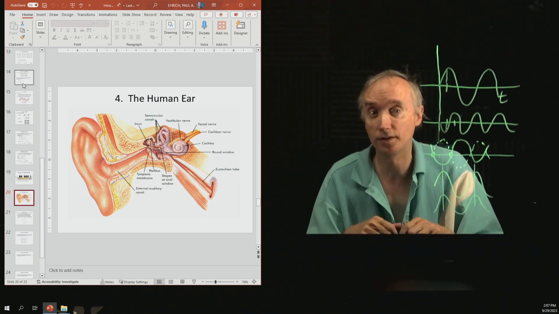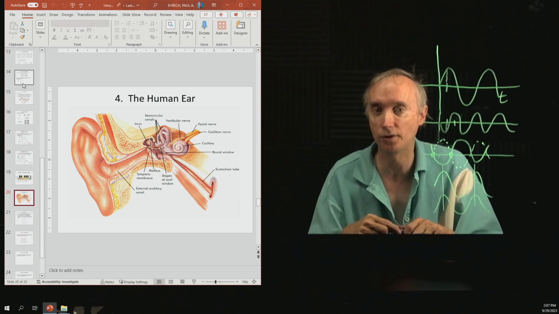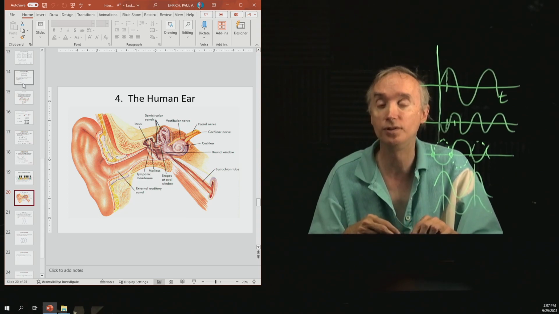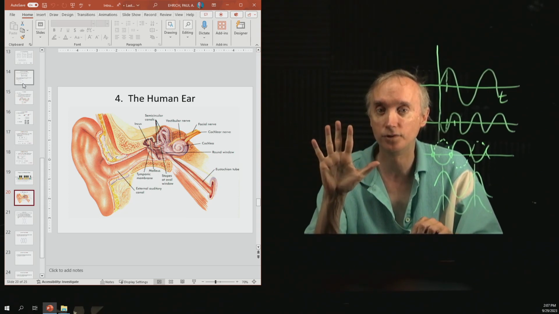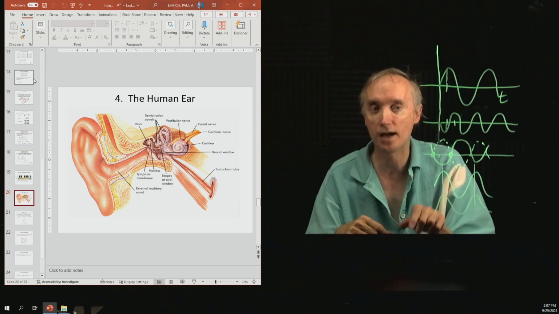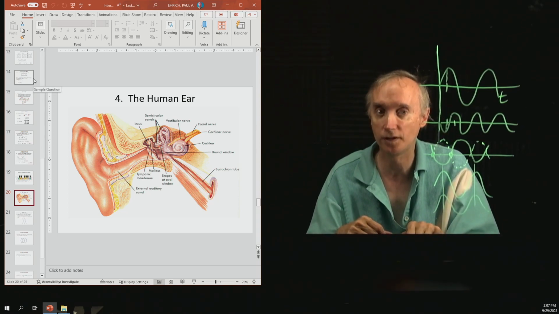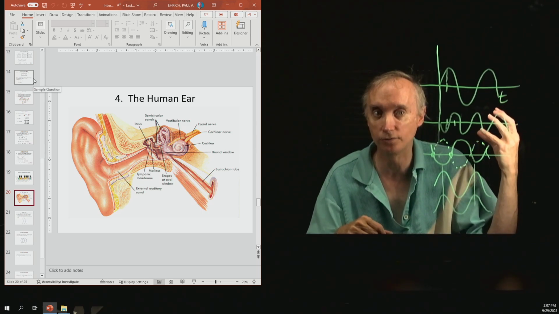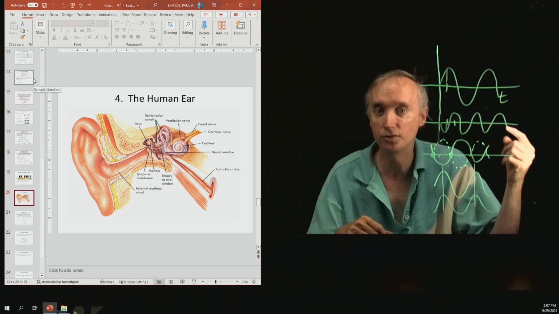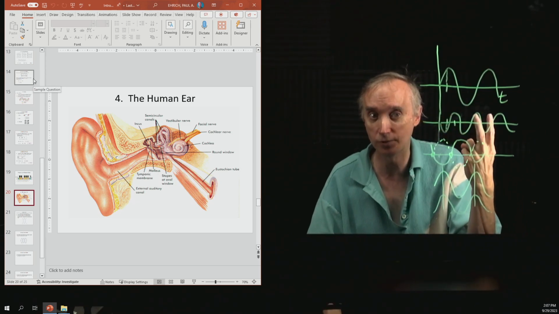This is going to be on the exam: knowing the different parts of the human ear and what they do. You need to know 5 different parts of the ear and what they do. Let's start with the outer part of the ear, which is the pinna, and it's a funnel. It collects the sound and funnels it into the ear canal. So now we're up to 2.